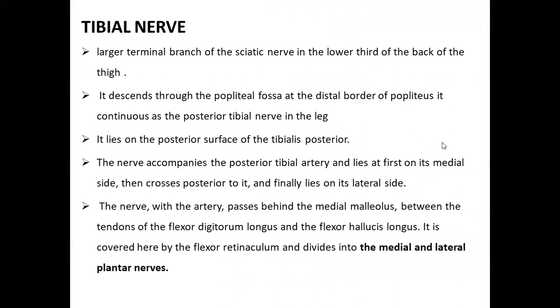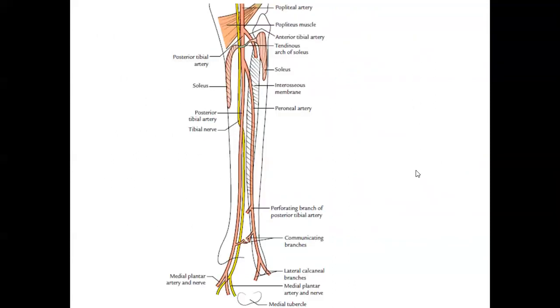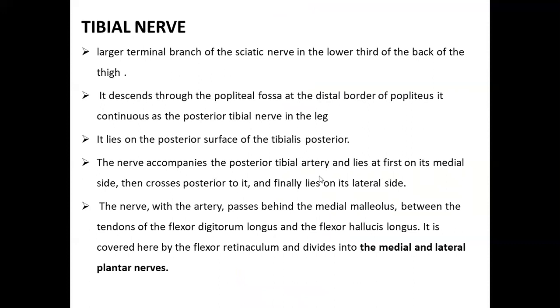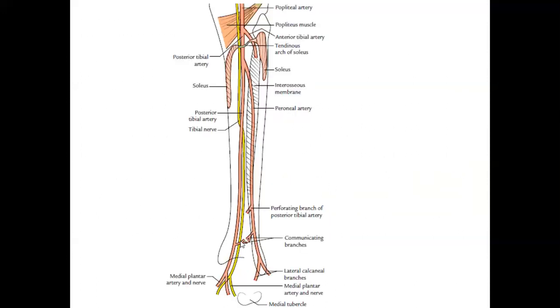It lies on the posterior aspect of the tibialis posterior muscle. The nerve accompanies the posterior tibial artery and lies at first on its medial side, then crosses posterior to it and finally lies on its lateral side. The nerve with the artery passes behind the medial malleolus between the tendon of flexor digitorum longus and flexor hallucis longus. It is covered by the flexor retinaculum and here it divides into medial and lateral plantar nerves.